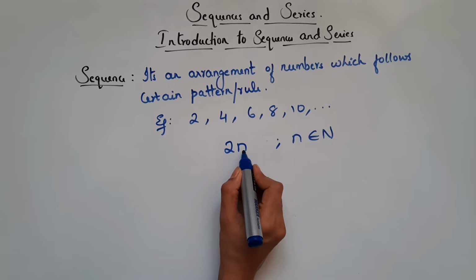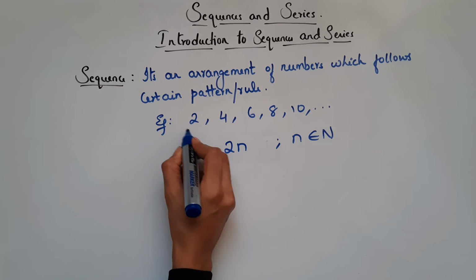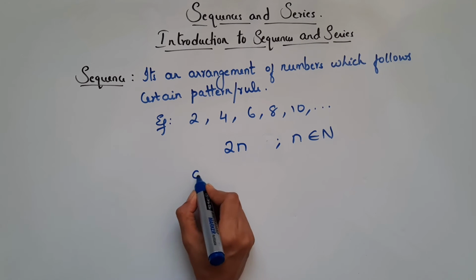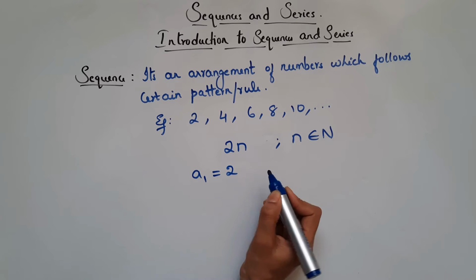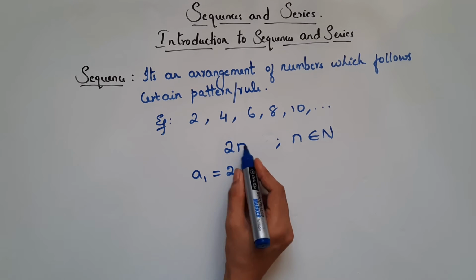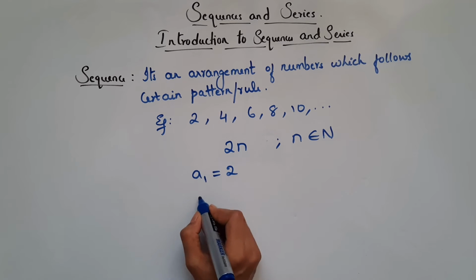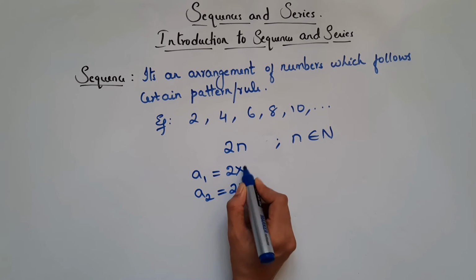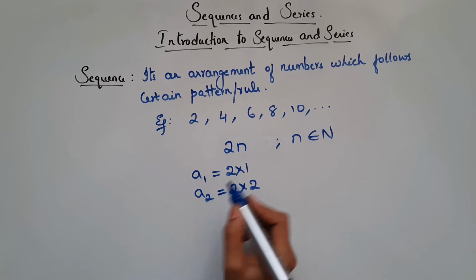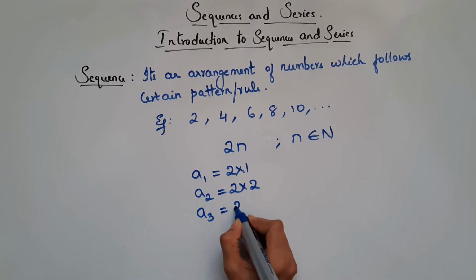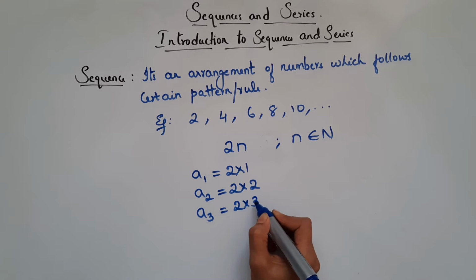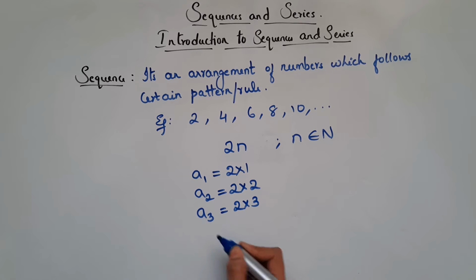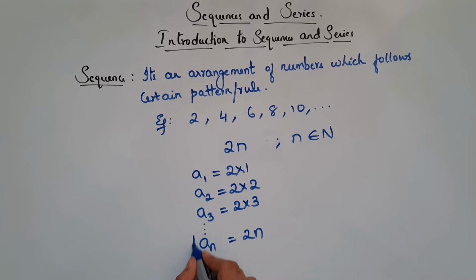So when n is 1, 2 into 1 is 2. That is the first term. So first term is denoted by a1, which is 2. When n is 2, that will give you 4, 2 twos are 4, right? That is the second term. So 2 into 2. Similarly, when n is 3, that is the third term, a3. Substitute 3, 2 into 3, so 3 twos are 6, that will give you the third term. And so on. What is the nth term? an, which is nothing but 2 into n. So here the pattern is 2n.